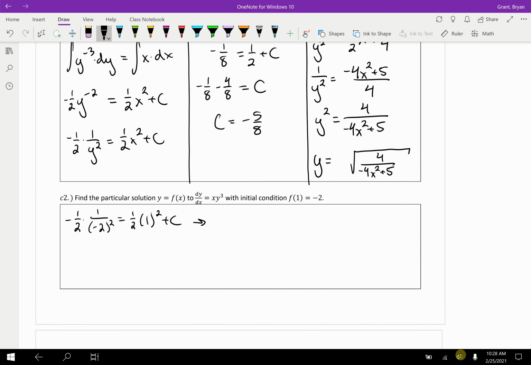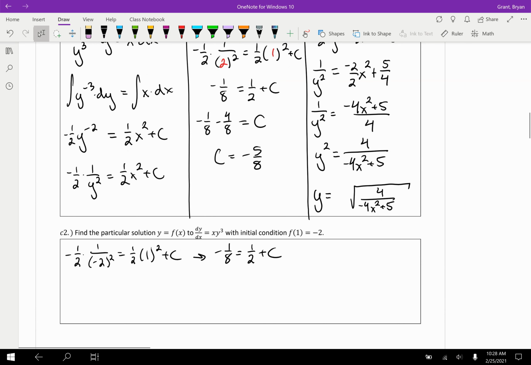Looking at this though, I'm seeing negative 1/8 equals 1/2 plus c. Isn't that exactly what we saw here? So I think c is again going to be negative 5/8. I got the same c value with that initial condition. Will that always be the case? No. I very carefully picked it so you did get the same c value, so you had to do a little less work. You could have gotten something else.